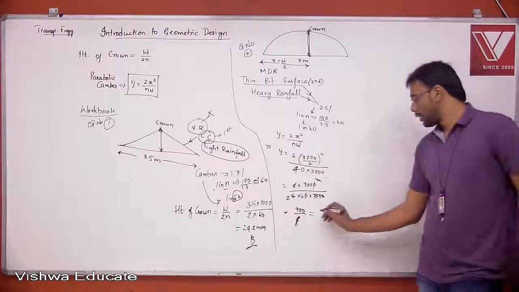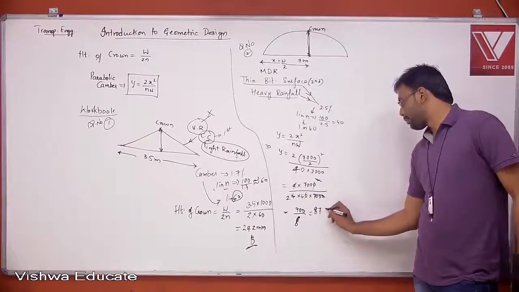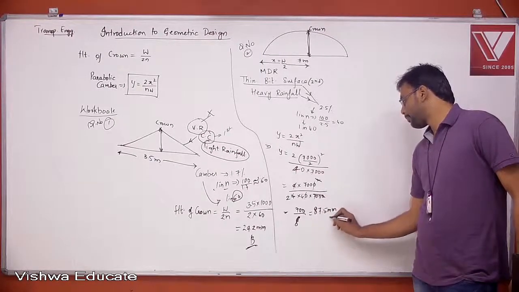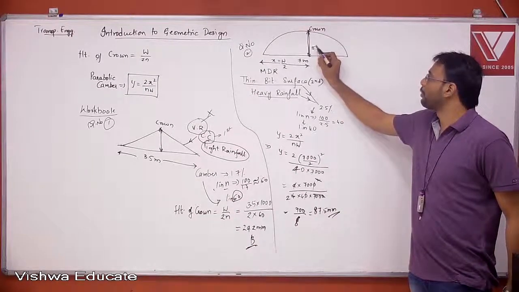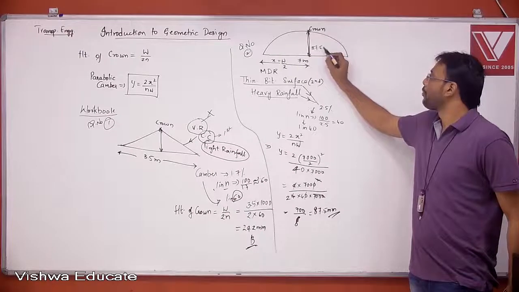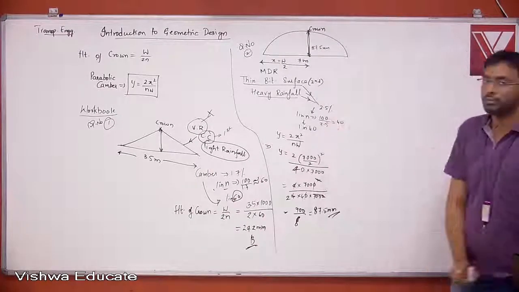So if you calculate this, it comes as 87.5 mm. So that is the height of crown here, 87.5 mm. Right.